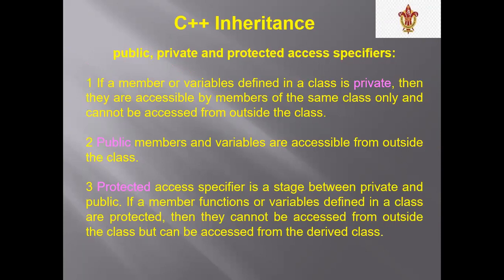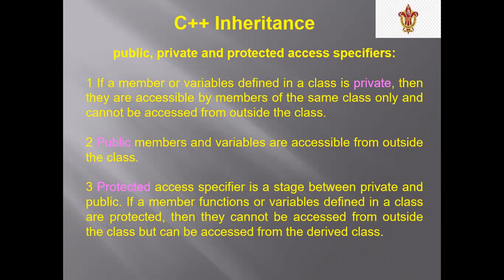Then next is public. If the access specifier is public, then members and variables are accessible from outside the class. Public means the members and variables defined in that class can be accessed by other classes also, as we have seen in the previous example.